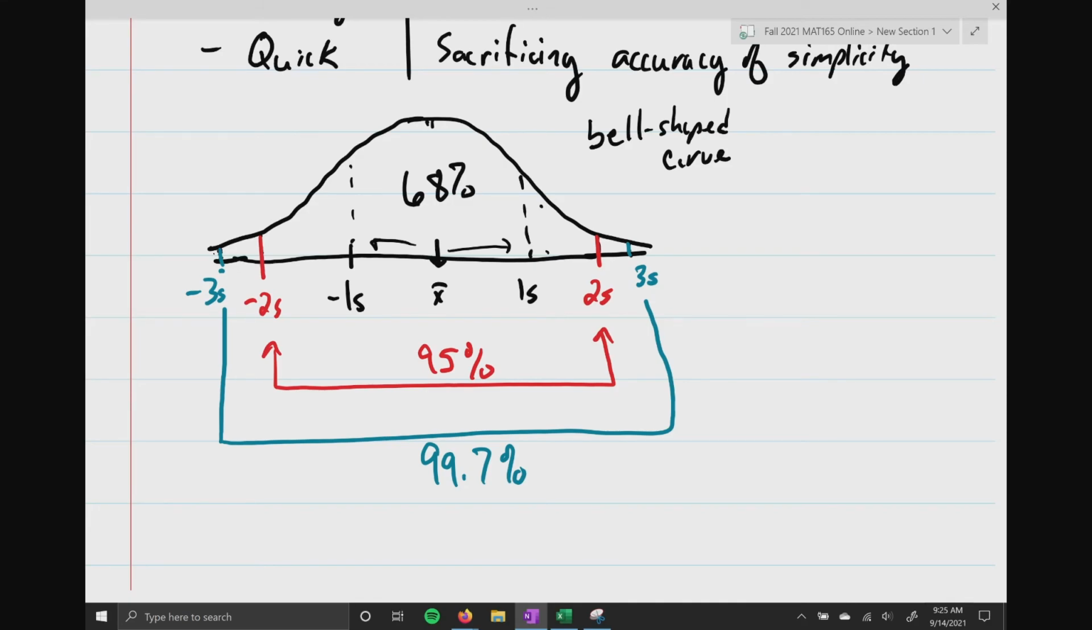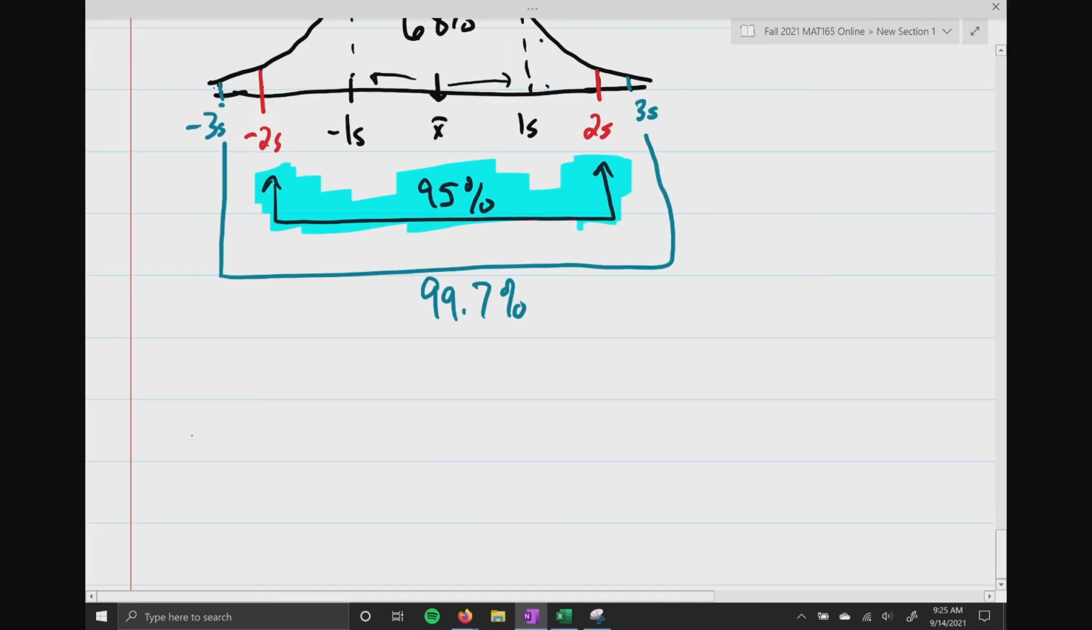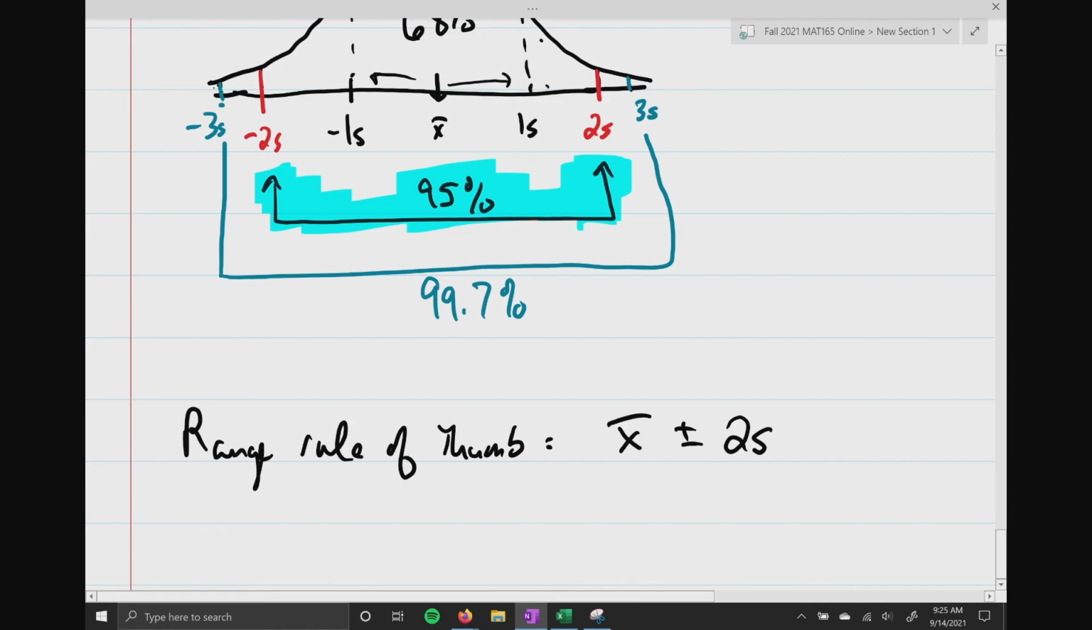Now, in red, I'm going to highlight this. This is what we call usual, meaning these values that are in between 2 standard deviations away from the mean are considered to be normal, not significant. So our range rule of thumb is defined as the range x bar plus or minus 2 standard deviations away from the mean.